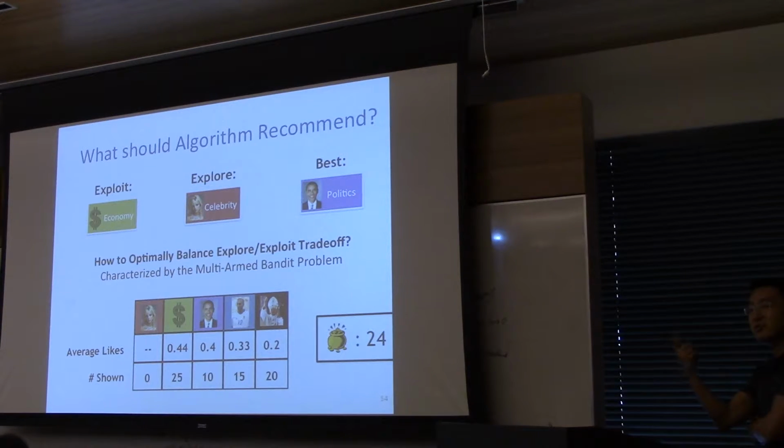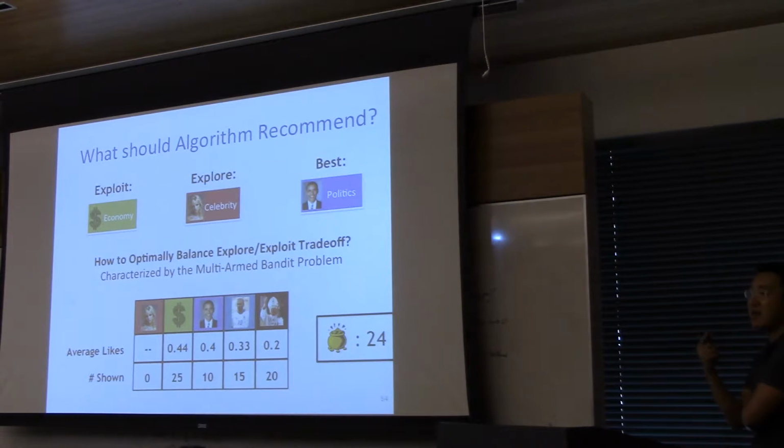Whenever you have to do sequential decision making, where you don't know everything there is to know about the world, and you learn through actions, but you're also taking actions to maximize some reward, you have to balance an exploration-exploitation trade-off. And this is sort of one of the essential questions in interactive machine learning.